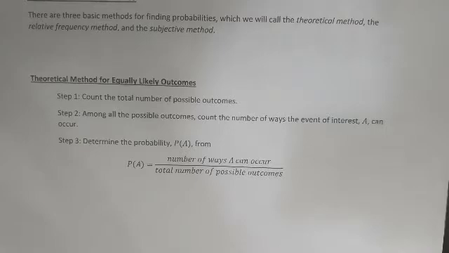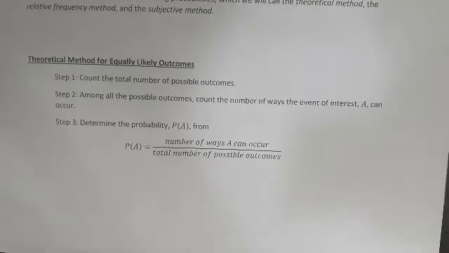So theoretical method for equally likely outcomes. We're assuming that things are fair, right? If we're tossing a coin, it's going to be fair. It's going to be random what side it lands on. If we're rolling a die, it's going to be fair. It's going to be random what side it lands on. So count the total number of possible outcomes. Among all the outcomes, count the number of ways the event of interest A can occur. And the probability that an event can happen is the number of ways it can occur over the total possible outcomes.